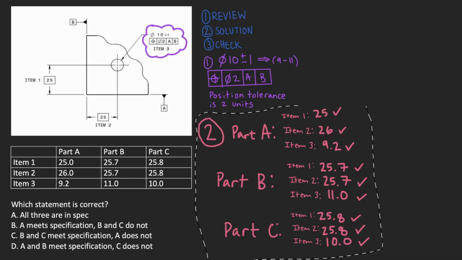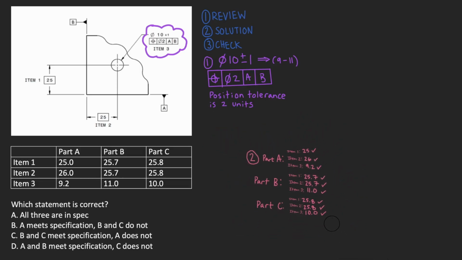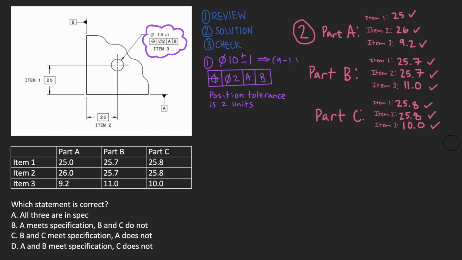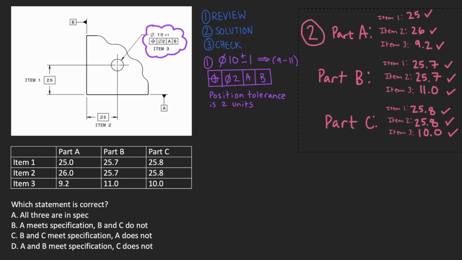Now, which of the options was that from the answers? Well, that was option A. All 3 are in spec. So I hope this gave you a little insight into geometric dimensioning and tolerancing, what a feature control frame is, and how you can read tolerances for items and for parts.